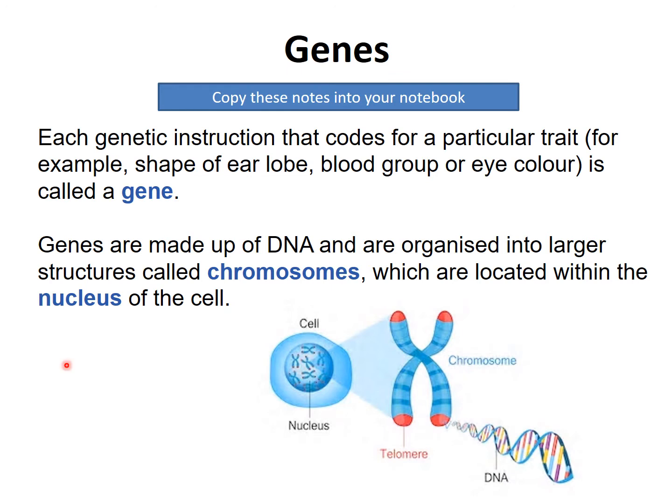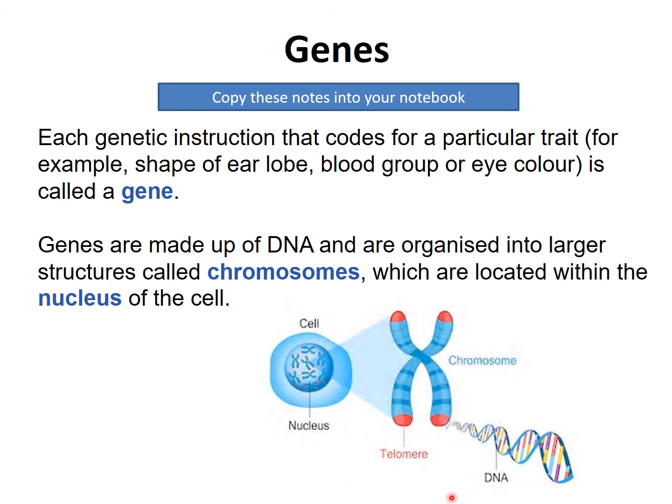Each genetic instruction that codes for a particular trait, for example, the shape of your earlobe, the blood group that you have, or your eye color, is called a gene. A gene is responsible for containing the coding information that will determine what the shape of your earlobe is, the blood group that you are, or the eye color that you express. Genes are made up of DNA and are organized into larger structures called chromosomes, as we previously explained, which are located within the nucleus of the cell.